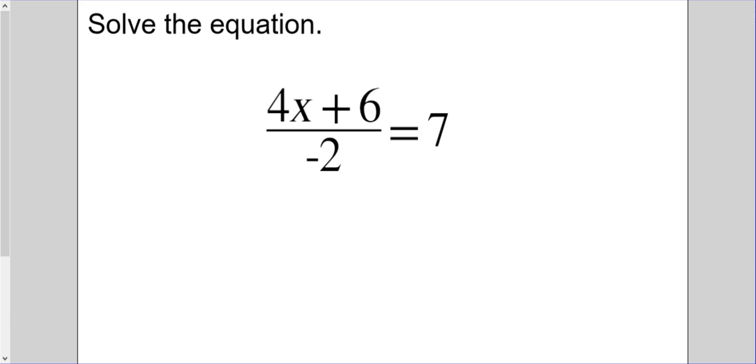So we're trying to solve this equation, and what that really means is that we're trying to get this x by itself. And how we do that, we really are just going to undo the operations that are happening to it. It's being multiplied by 4, then we're adding 6, and then we're dividing that by 2.